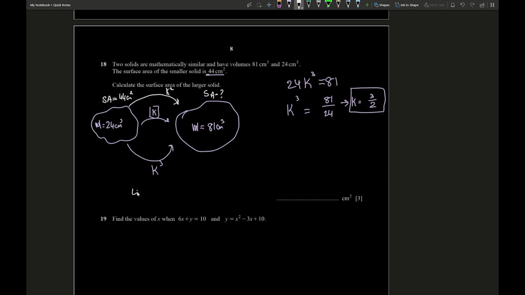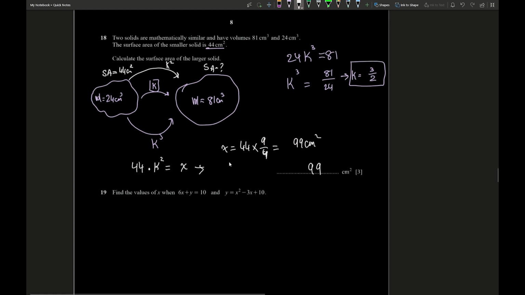So that means that 44 multiplied by k squared will give us the surface area of the larger one, which I'll just call x. That means that x is equal to 44 times k squared, which is 3 over 2 squared, which is 9 over 4, which is equal to 99 centimeter squared. That's the answer.